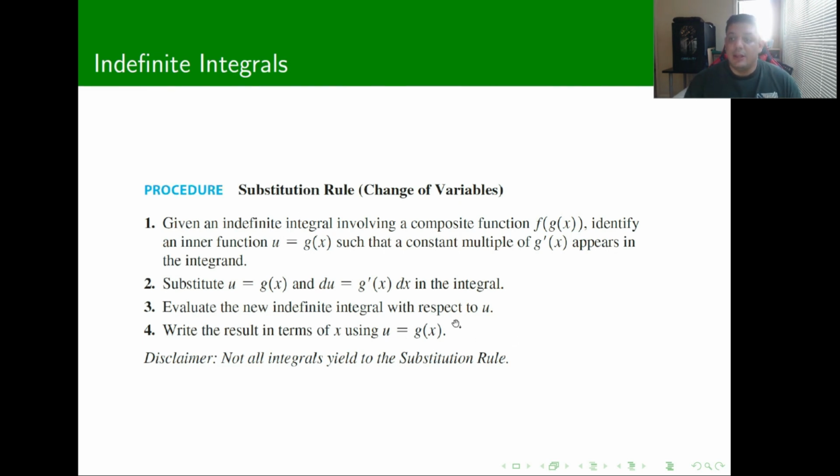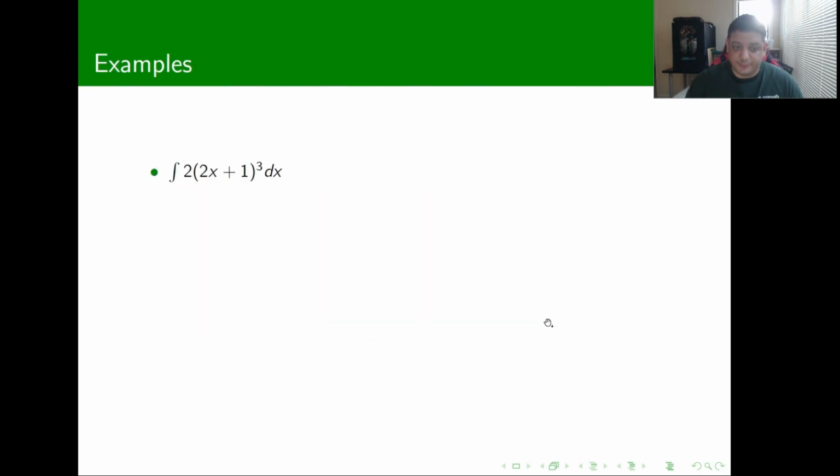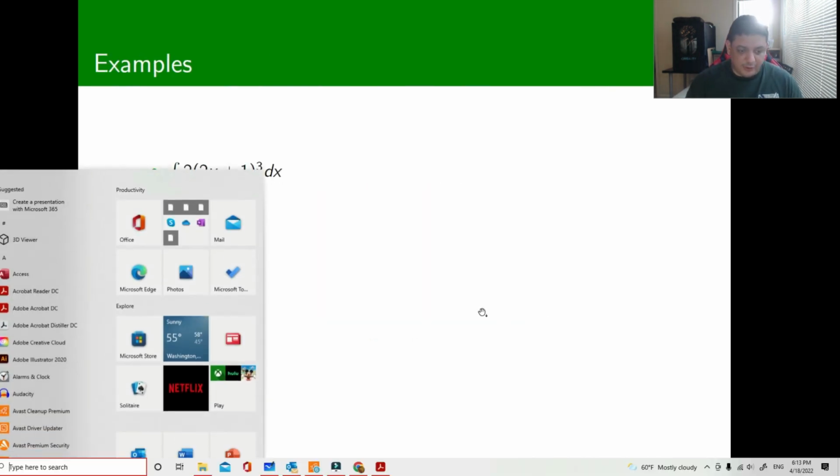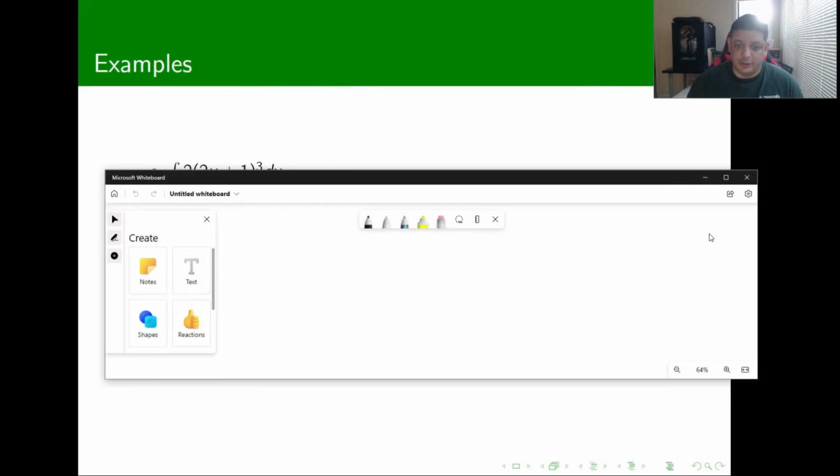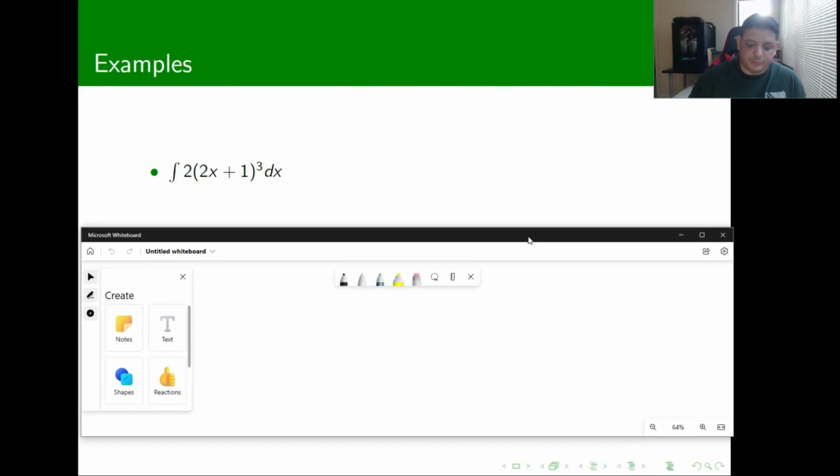Okay. Now, a disclaimer: not all integrals are going to work with the substitution rule. This is just a technique to integrate. So now let's see some examples of integration with this rule.